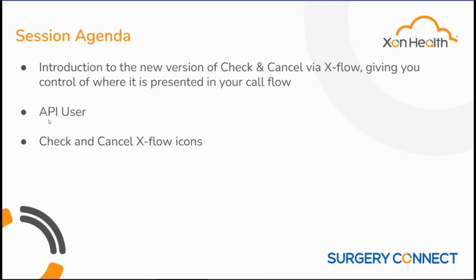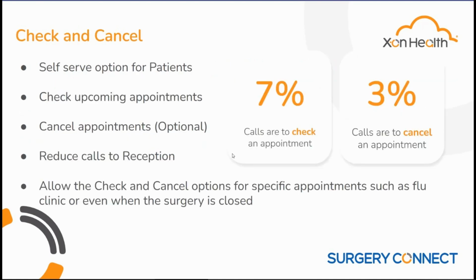We'll have a look at creating the API user that you will need in EMIS in order for this system to work, and we'll also have a look at the Xflow icons that you'll see once check and cancel has been activated on your service.